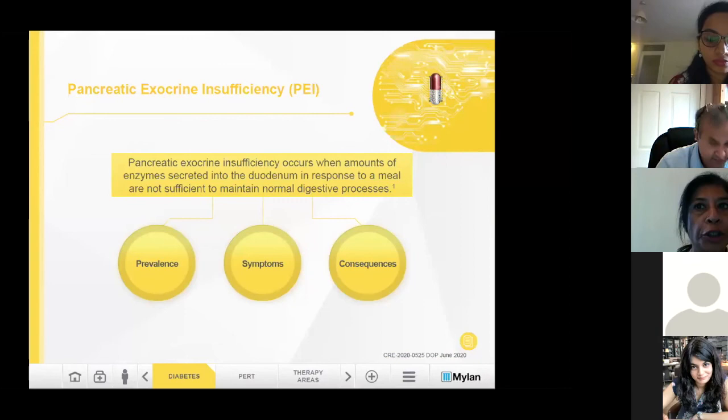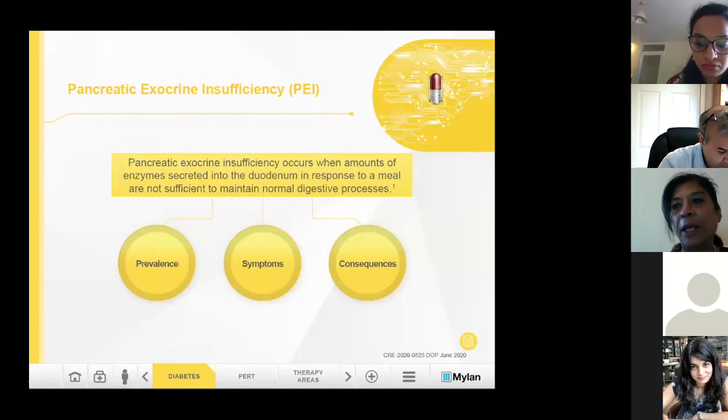So PEI may be particularly overlooked in patients with diabetes, as its main clinical features are attributed to other causes. For example, medicines like metformin or GLP-1 agonists, which are more common in diabetes. So I'll talk to you briefly about the prevalence, symptoms, and consequences of PEI, and then we'll talk about a clinical paper that was published by Professor Cummins.